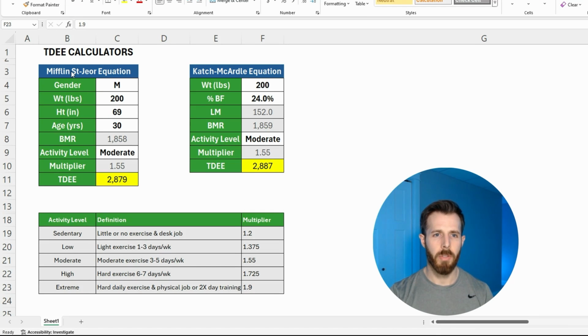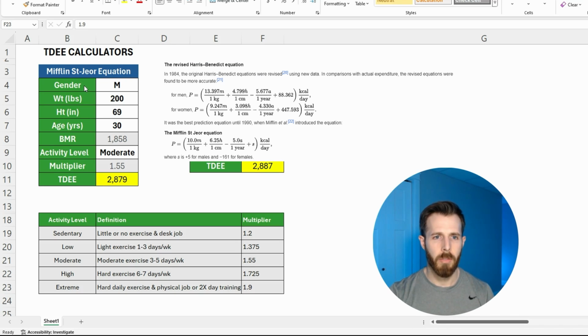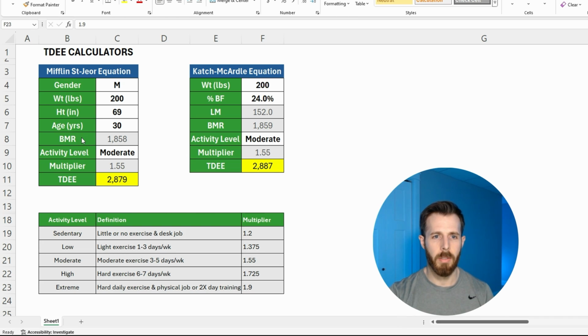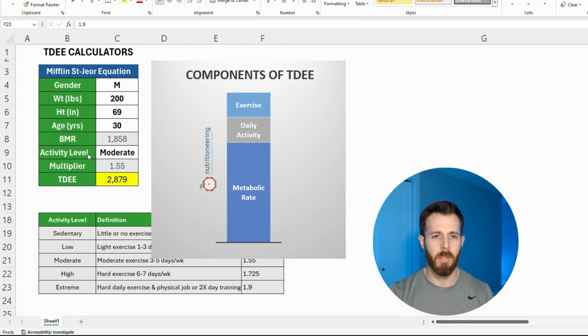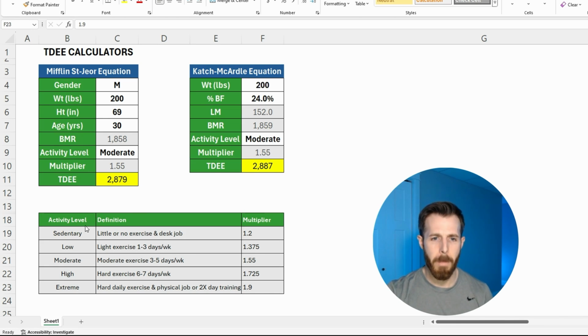So the most common calculation is the Mifflin-St Jeor equation. And this one uses gender, weight, height, and age. What it actually calculates is your basal metabolic rate, or BMR. And then it applies an activity level multiplier to determine your TDEE. The activity level multipliers are what differ the most between calculators. They're all mostly based on how many days per week you exercise, and they range from sedentary, low activity, moderate, high, and extreme. Each level has a different multiplier, and we'll multiply it by your BMR. So if you were sedentary, your TDEE would be about 20% more than your BMR, and in the extreme case, it would be almost double.